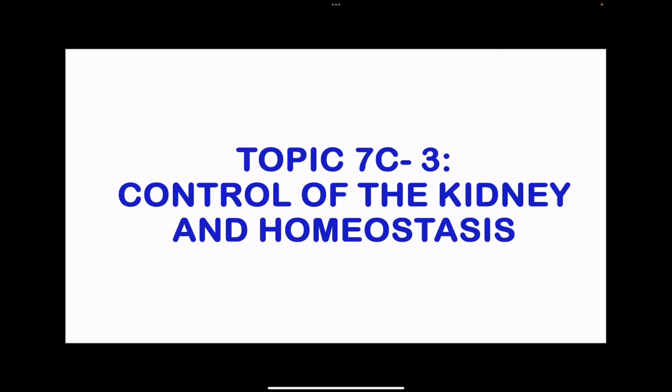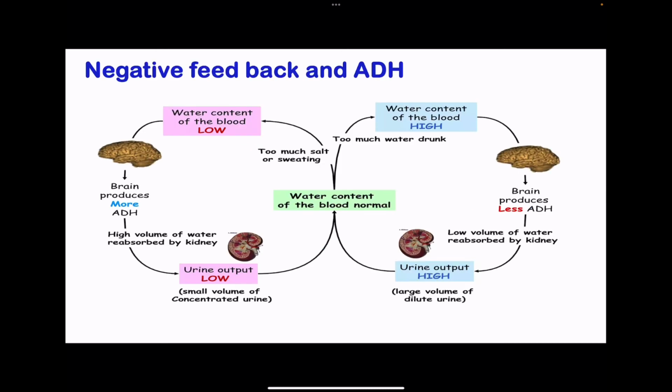Moving on to topic 7C3, control of the kidney and homeostasis. Homeostatic control of the kidney is carried out by ADH hormone, and these go through negative feedback. ADH hormone helps to maintain the water and ion concentration within a certain range. It increases the permeability of the collecting ducts and the distal convoluted tubules to water.